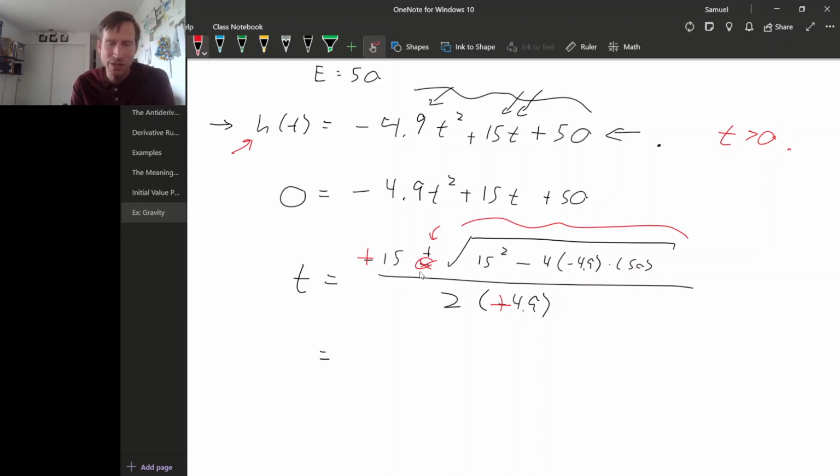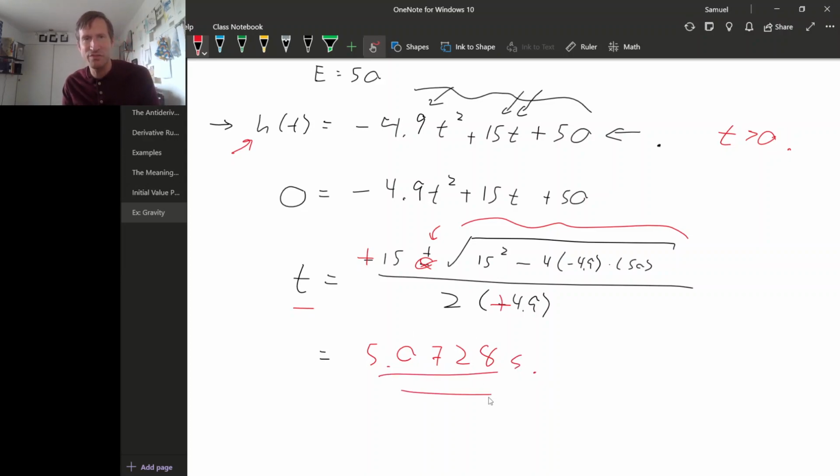So 15, we know it's going to be plus the square root of 15 squared minus 4 times negative 4.9 times 50, close my square root, and then divide by 2 times 4.9, which is 9.8, and I get 5.0728 approximately, and that's a time, so that's going to be in seconds. So the rock is going to hit the ground after a little more than 5 seconds.